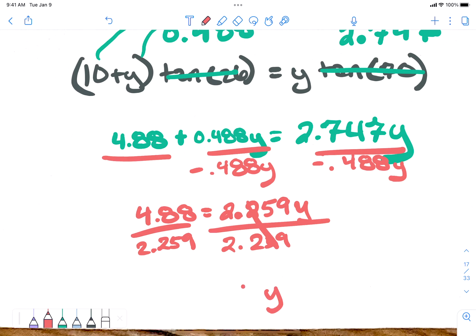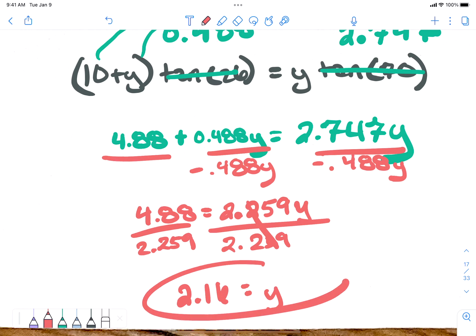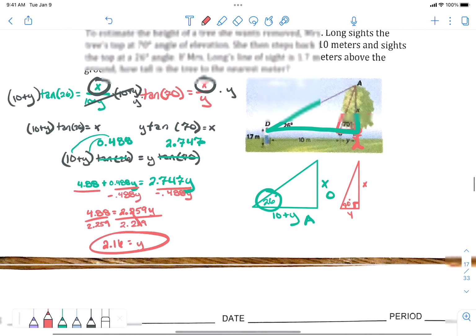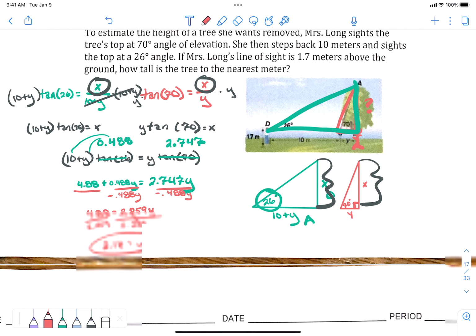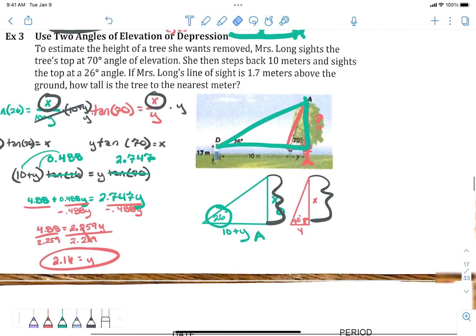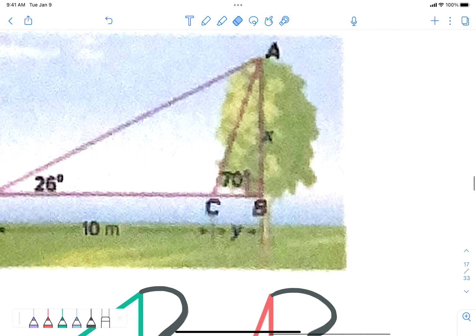Okay, so y is... wait, then we still have to go back. What is it? 2.16 is y? Okay. 2.16 meters. Whoa, that's what y is. But we want x. So, crud. I'm going to go over here. 2.16 is what y is.